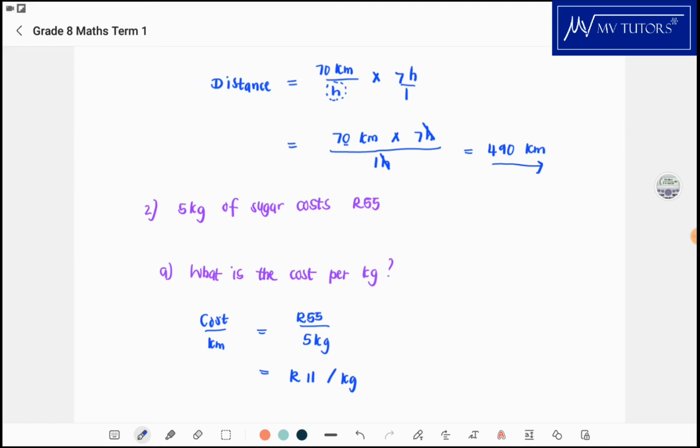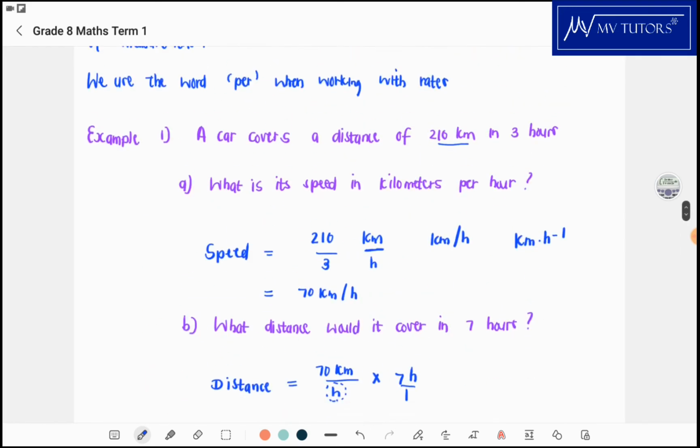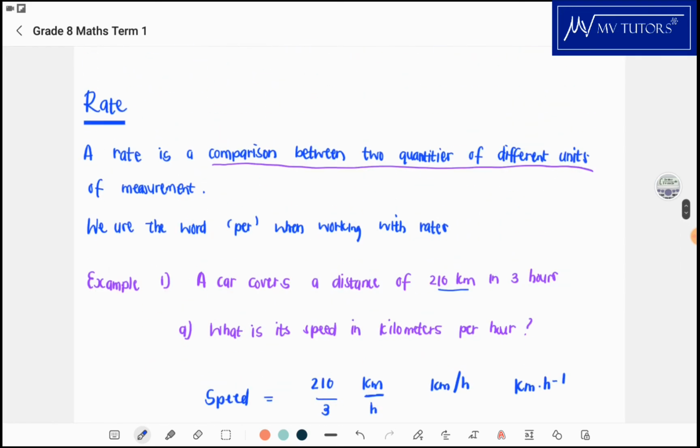I hope that you can see how you work out rate. You've seen that we actually have two quantities of different units.